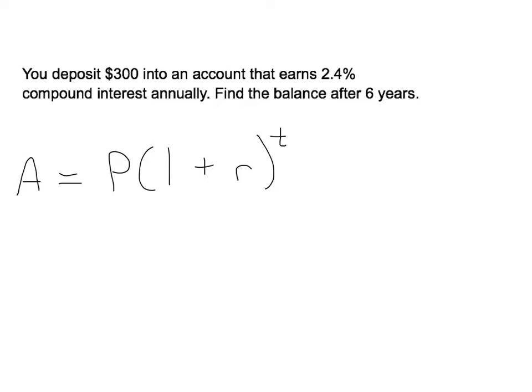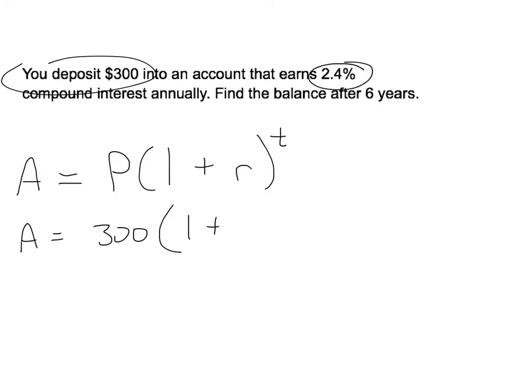So find the balance. Well, A stands for the balance, so that's what we're solving for. P is the principal, the initial amount. Well, you deposit $300, so that's your principal, the initial amount. Times 1 plus R. Well, what's the R? It's the rate, and what is 2.4% as a decimal? 0.024, to the power of T. Well, T is for time, and it's 6 years, so we're going to put a 6 up there.